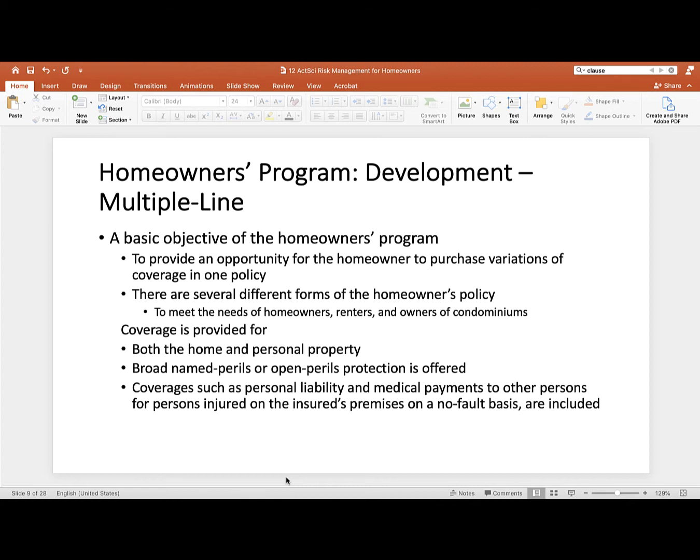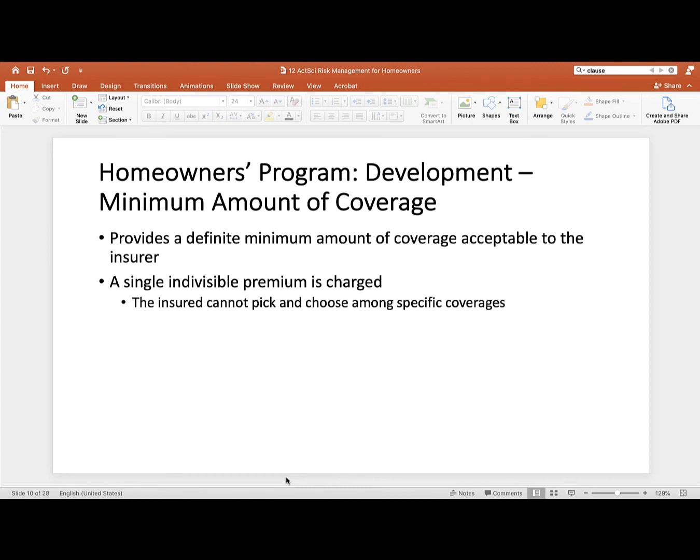Okay, the minimum amount of coverage is an interesting one. A distinguishing feature of these policies is that they provide a definite minimum amount of coverage acceptable to the insurer, and I'll give you an example in a second. There's also typically one indivisible premium. The premiums are not split up. You don't pay this much for liability and this much for the contents of your home. It doesn't really work like that. You just pay one premium. You can still pay on a monthly basis if you want to, but overall it's just one premium for the policy.